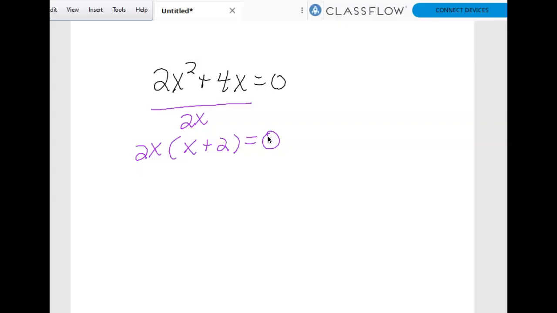And once I do that, I'm going to set each of these equal to 0. So I'm going to divide by 2. And I'm going to subtract 2. The highest exponent is 2. And how many answers did I get? 2.